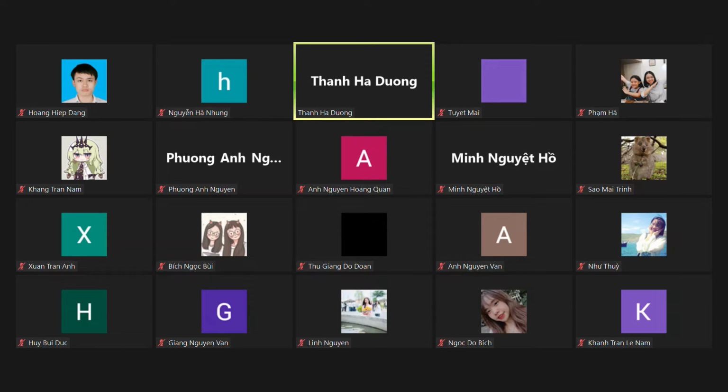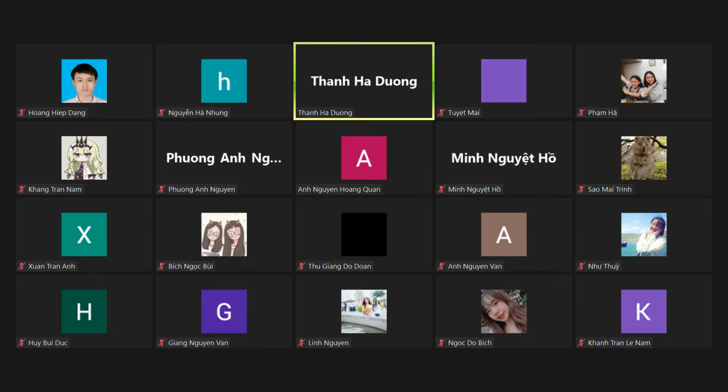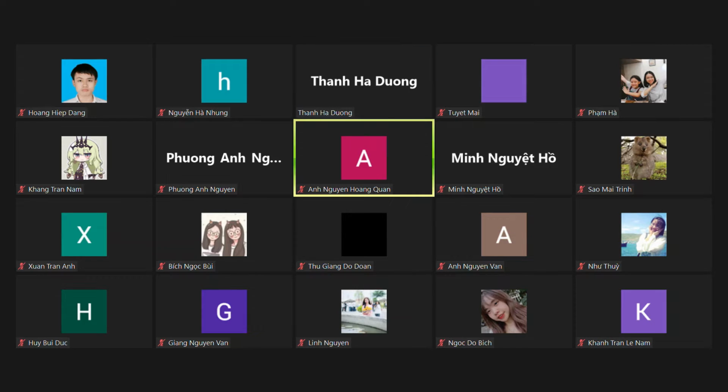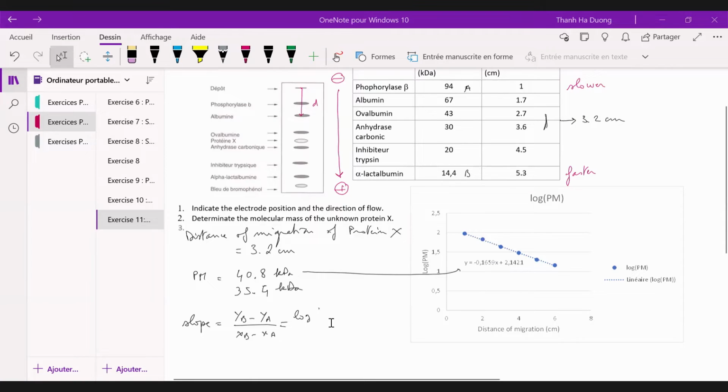For example, in my example, you have to calculate the log of the mass. So logarithm. Can you show the slide? I cannot see your slide. Sorry. Yes, because I didn't share it. You can see now? Yes.